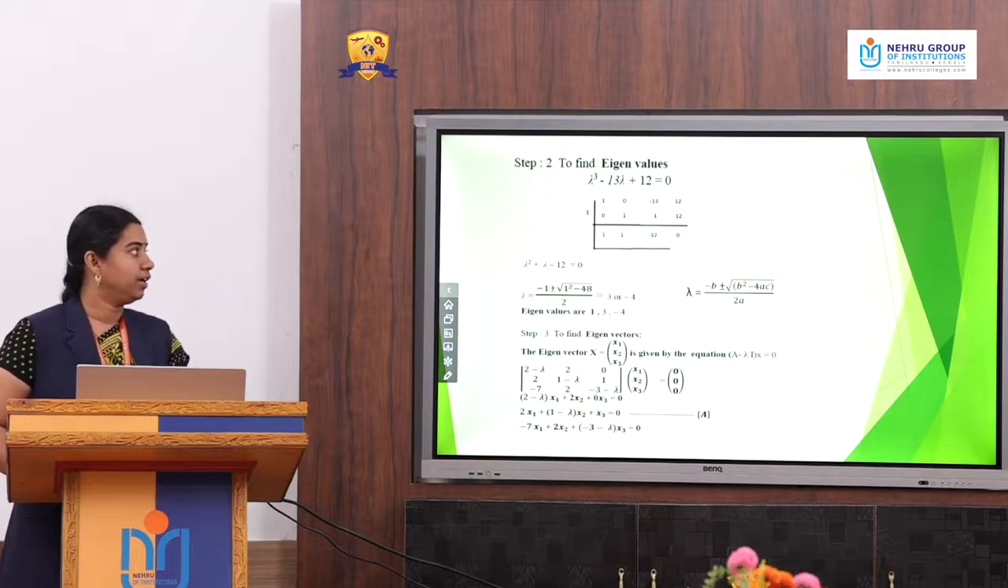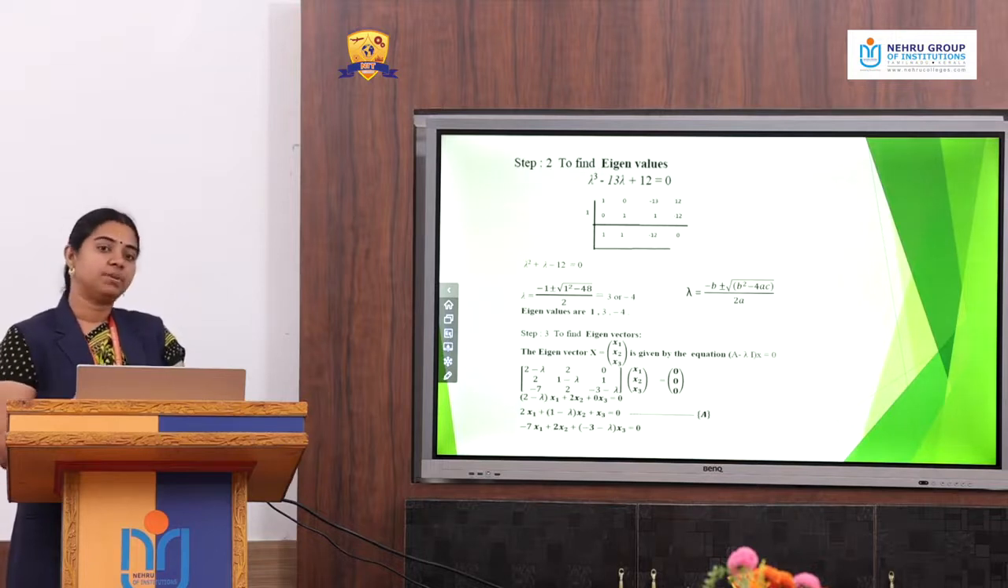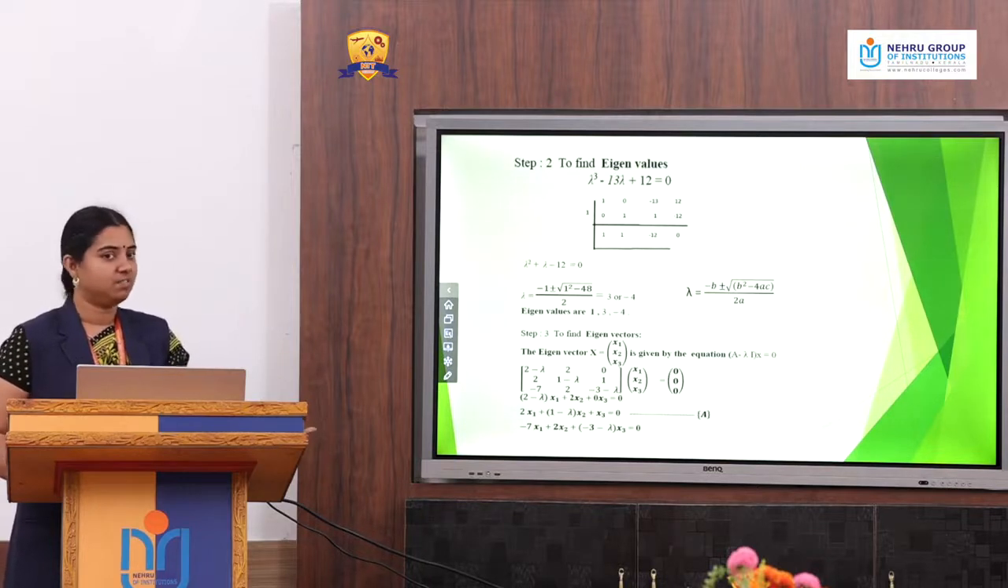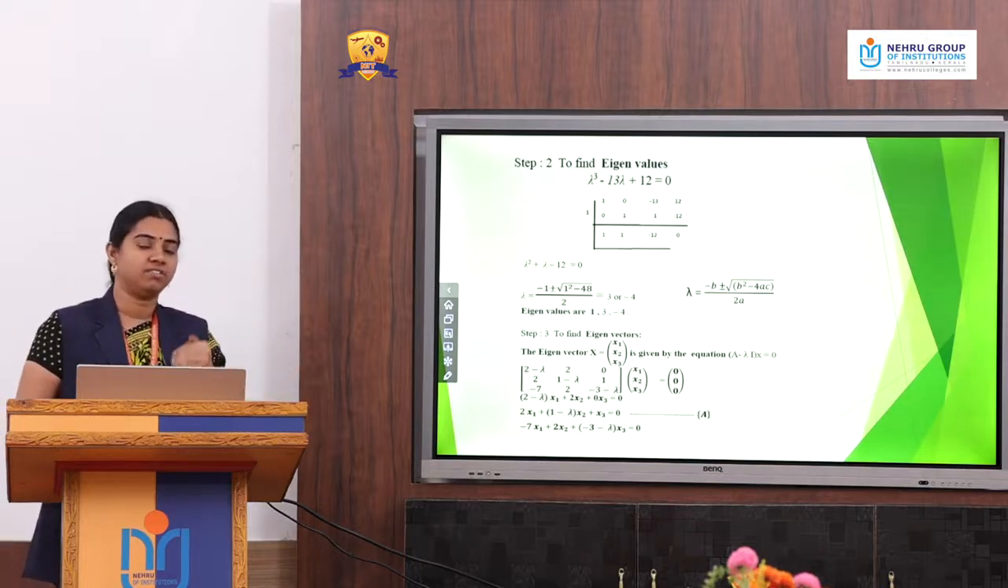Next we choose the division value. First we choose 1. We divide and get the equation. The main purpose of using synthetic division is to split the equation and reduce the degree from cubic to quadratic. We applied the division procedure and got the reduced equation lambda square plus lambda minus 12 equal to 0. So we converted the cubic equation into a quadratic.